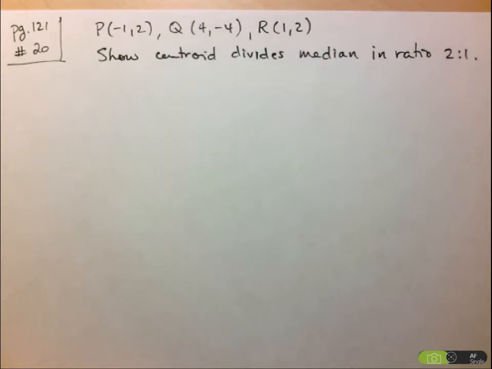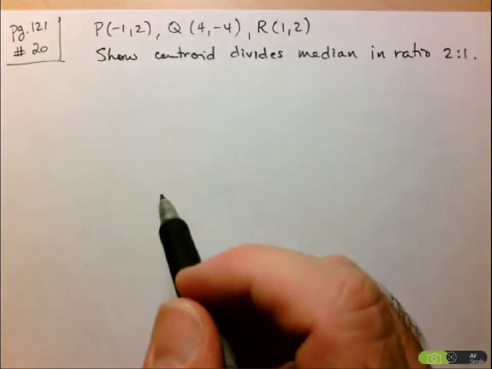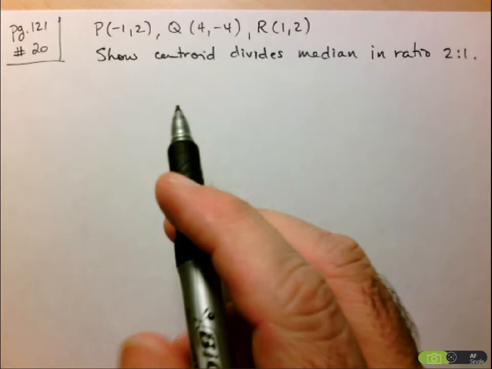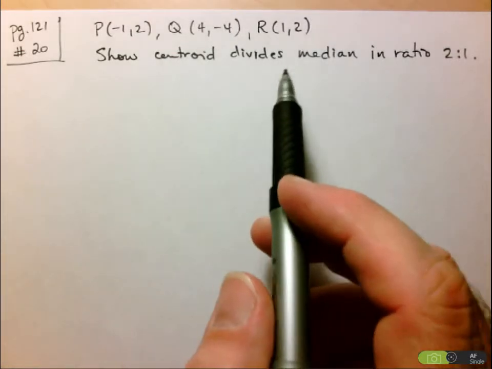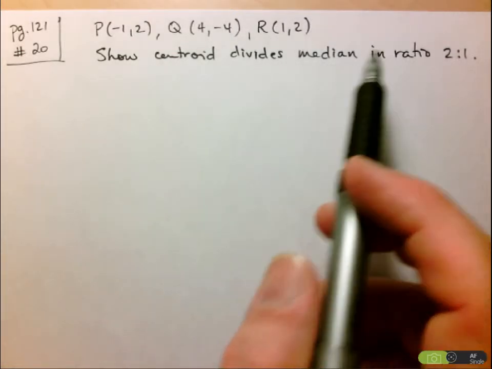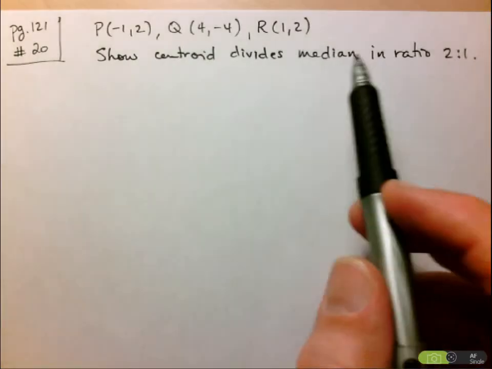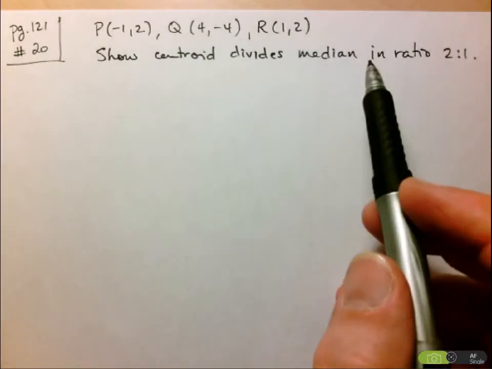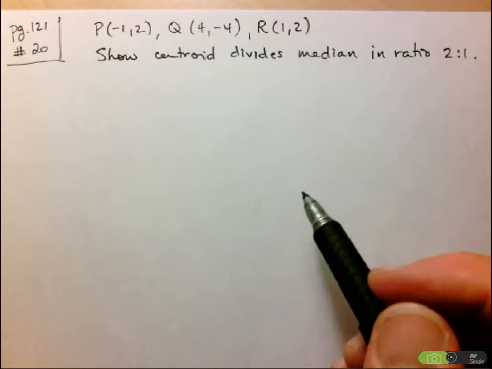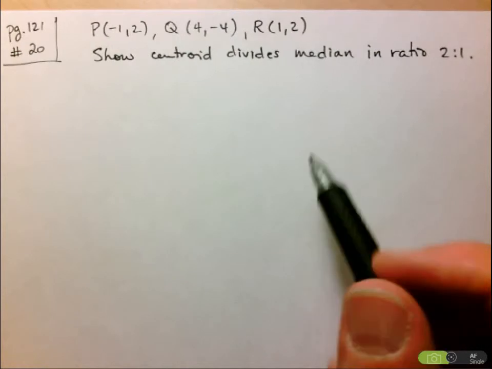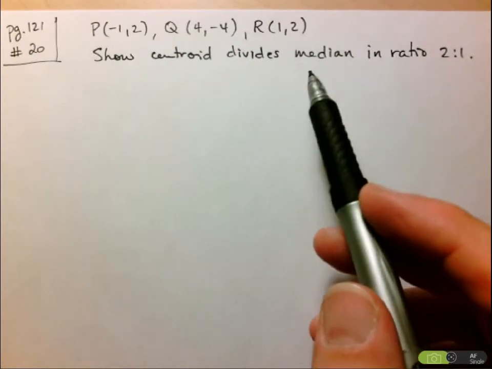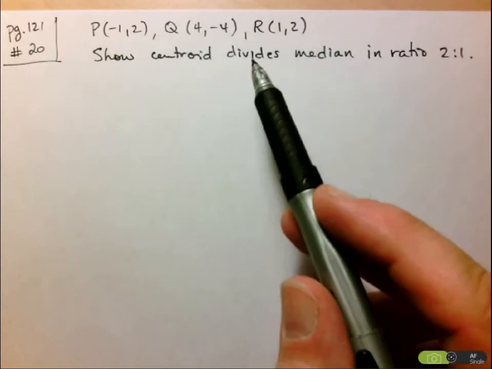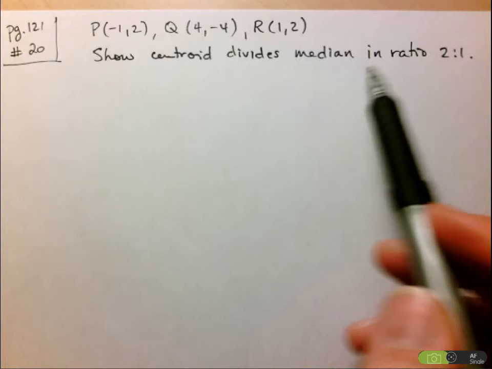Hi folks, we're going to take a look at question 20 from page 121. Here they're giving us 3 points which represent the vertices of a triangle, and they want us to show that the centroid divides each median in a ratio of 2 to 1. I'm actually going to do it for just one of the medians, and if you want to continue on, you can do it for the other two. This is a basic property of the geometry of triangles, that the centroid divides each median in this ratio.